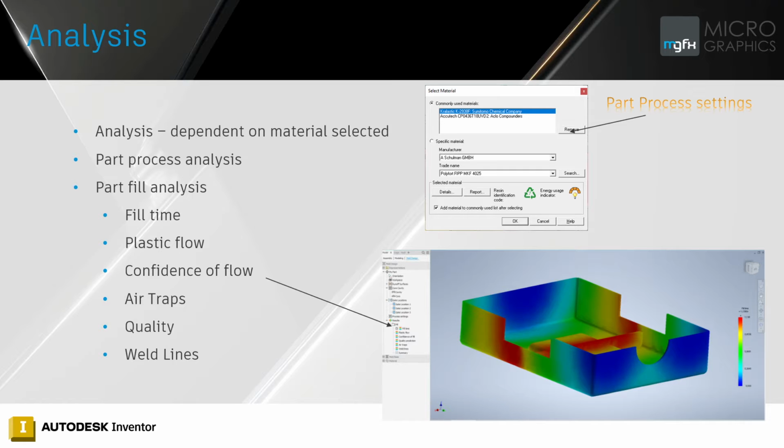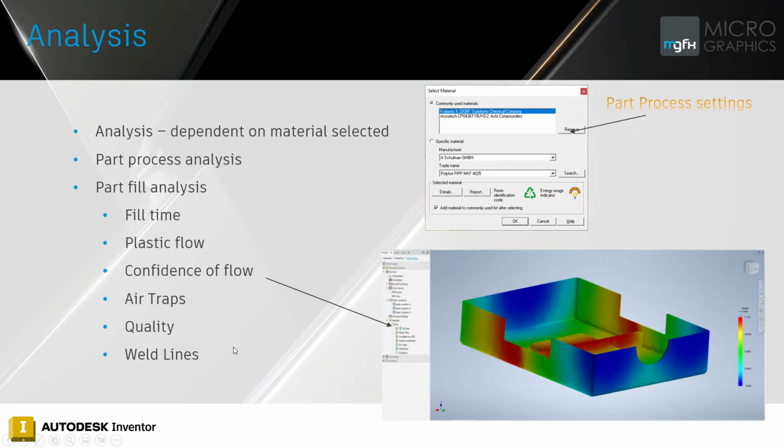You'll also need to run a part process analysis to define those features and set it. Now remember, everything will get recorded in your browser tree on the left, so you can see where my cursor is right now the process settings, the part process settings, which I can go and edit and change each time for different studies. And lastly, I can click the part flow analysis to analyze exactly, based on these settings with this material, here's how it will flow.